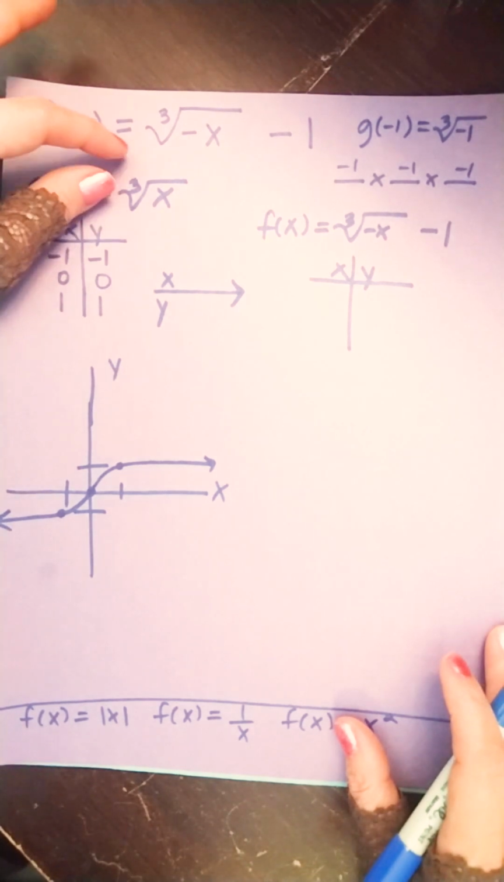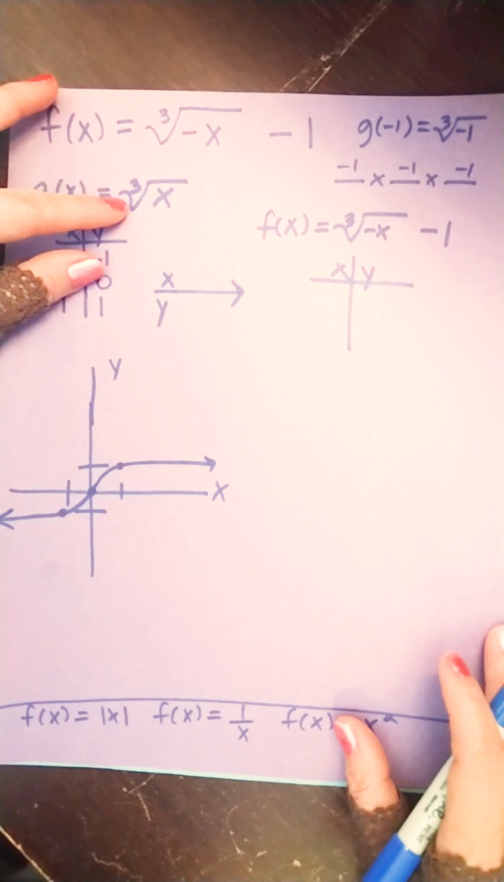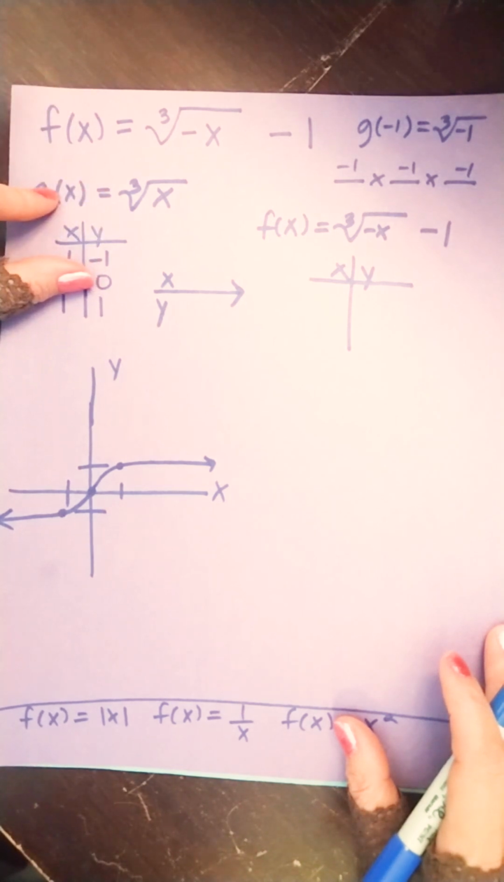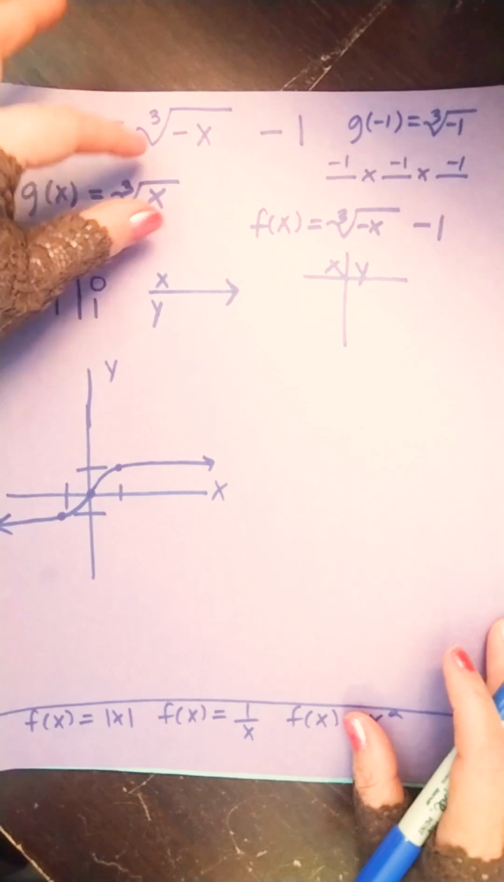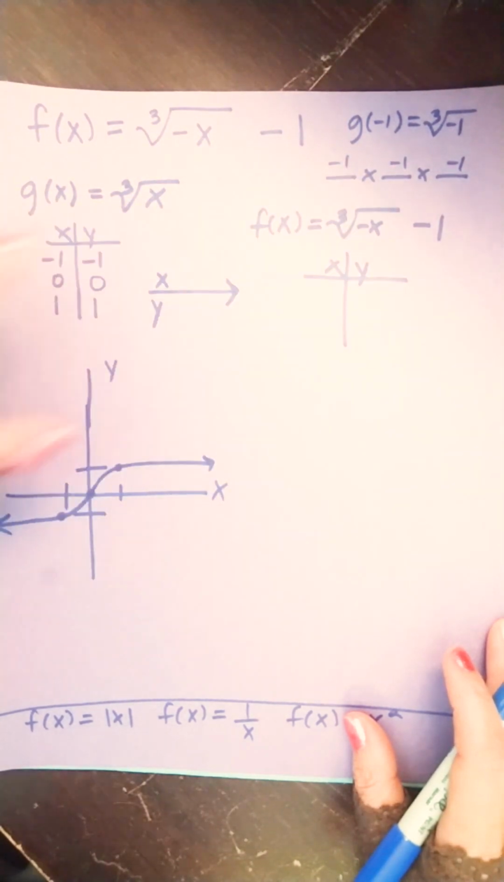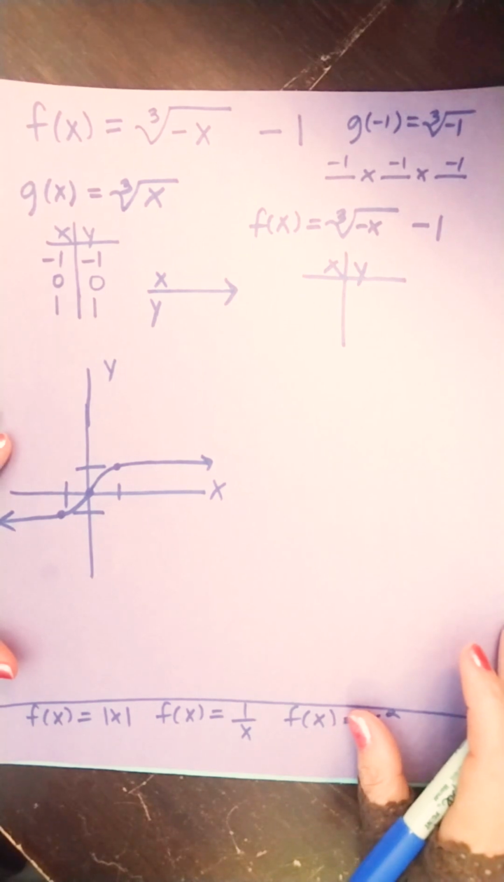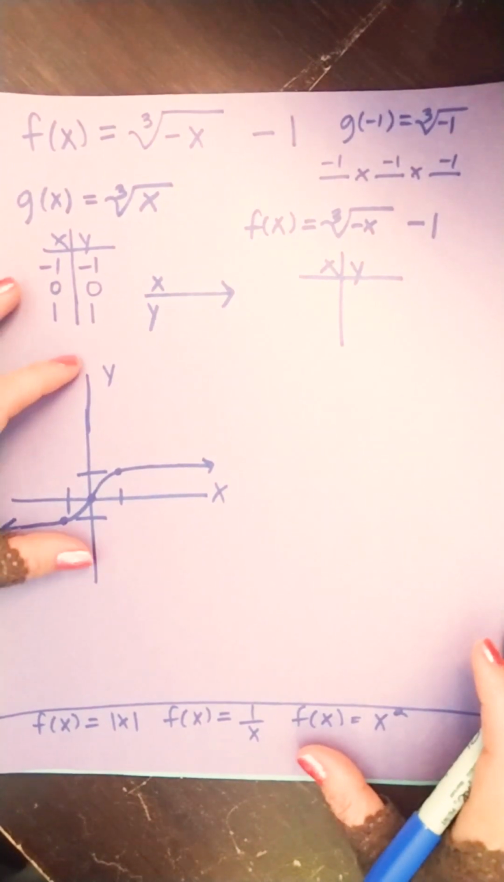And then we also look at the y. So g of x is the cube root of x, and g of x is just function notation for y. So y is the cube root of x. This y is now here, and we took that y and we subtracted 1. So we did a vertical shift down 1 unit. We're going to take the graph and move it down 1.